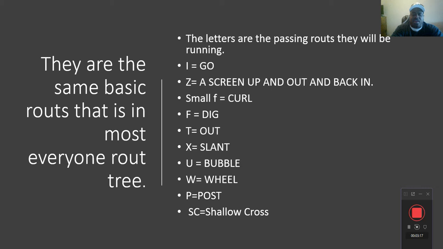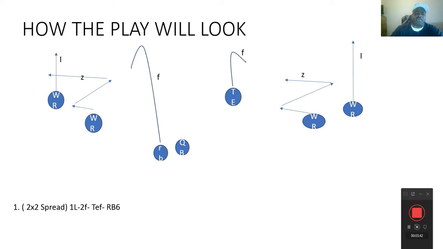A T is an out. Small T is a quick out. Large T is a 15 to 20 yard out. Excuse me, 10 to 15 yards out. A slant is an X, because it's slanting across. U is a bubble. W is wheel, P for post, and SC I'm using for shallow cross.